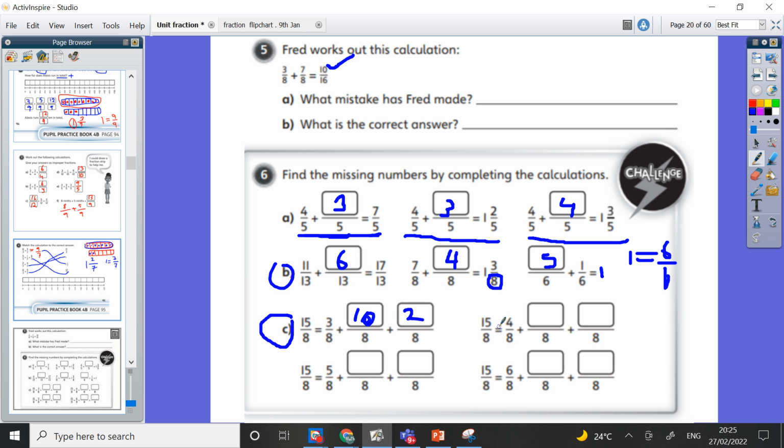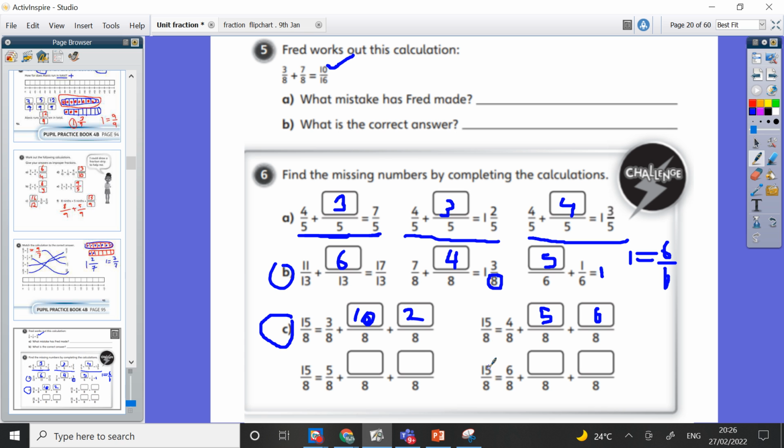In this question, 15 over 8 is the answer of 4 over 8 plus what plus what. 4 plus 11 will be 15. But I don't have to write 11 here because I have another fraction. So I can write 5 over 8 and 6 over 8. 5 over 8, 6 over 8, 4 over 8, all together it's 15 over 8. 6 and 4 is 10, 10 plus 5 is 15. By any set of numbers, you have to make 15 in the numerator.